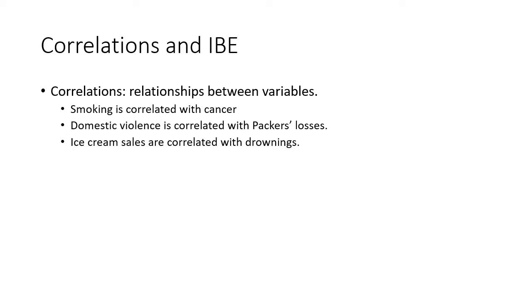So these are all what we call positive linear correlations, which is to say, as the rate of one increases, so does the rate of the other in a linear fashion. So the rates of smoking are positively correlated with cancer. If smoking goes up, so does cancer. Similarly, domestic violence and Packers losses. If domestic violence goes up, so does the Packer losses. And similarly with ice cream sales, when ice cream sales go up, so do drownings. So those are all correlations.